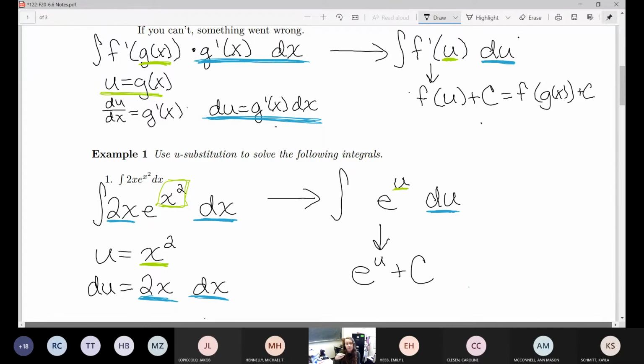And the last step for these is to essentially always take the u and replace it with what it once was. So the u was x squared. So we replace u with what it was at the beginning. So u is equal to x squared, so we put the x squared back in. And our antiderivative is e to the x squared plus c, and we're done.